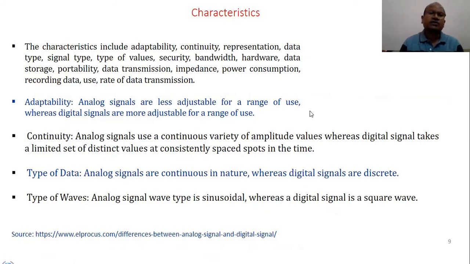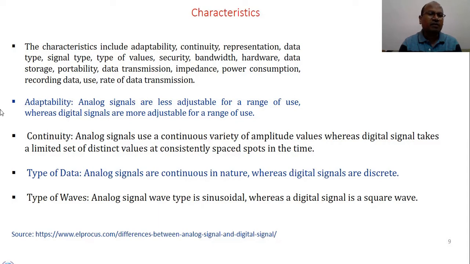If we talk about characteristics of analog and digital signals, there are a number of characteristics by which we can characterize, we can identify, we can qualify, determine the quality and the nature of a signal, and that include adaptability, continuity, representation, data type, signal type, and so on.